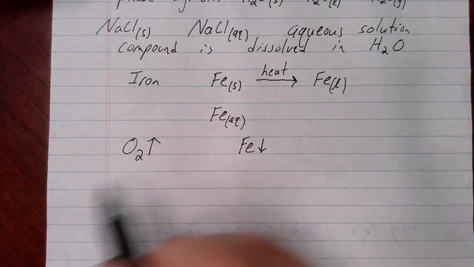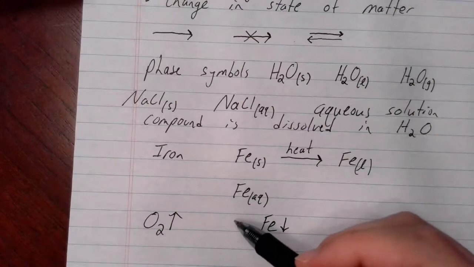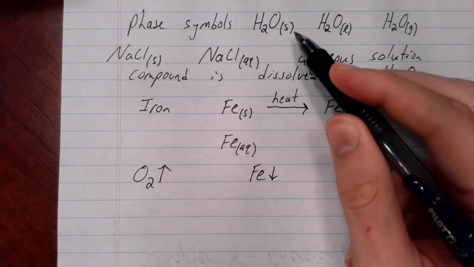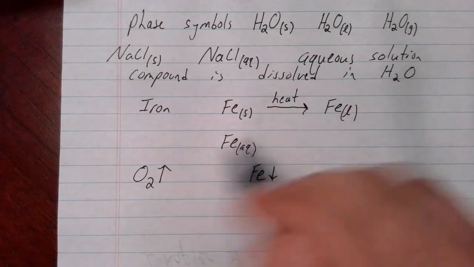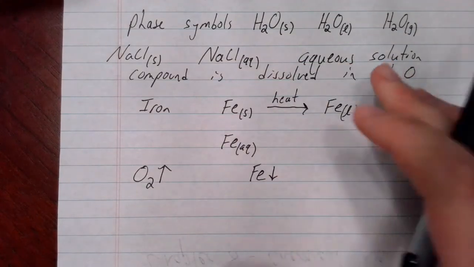I don't like using them though. Typically if we have a gas produced, we will use the phase symbol, lowercase g. If we have a solid produced, we will use the phase symbol, lowercase s. So I just want to show them to you here to make you aware of them if you see them, but we really won't use these in this class.